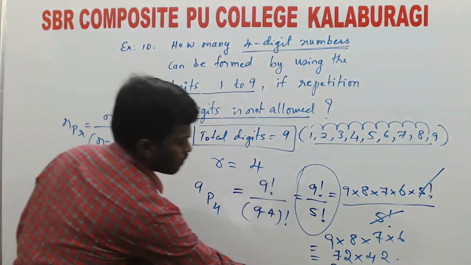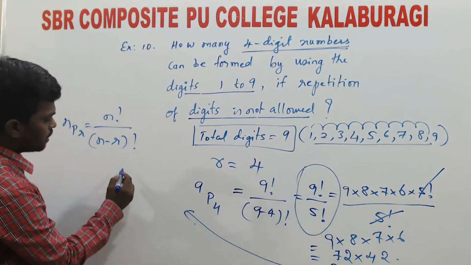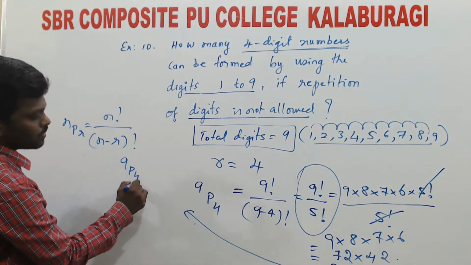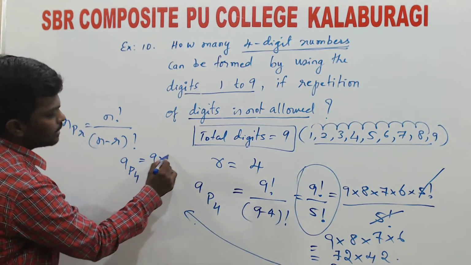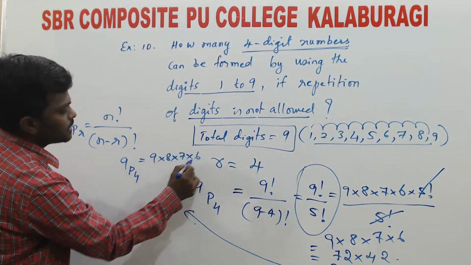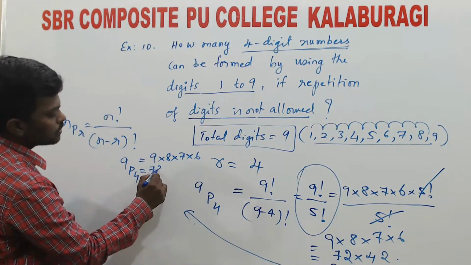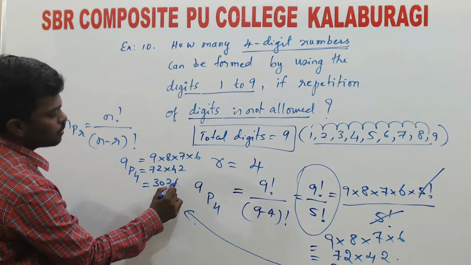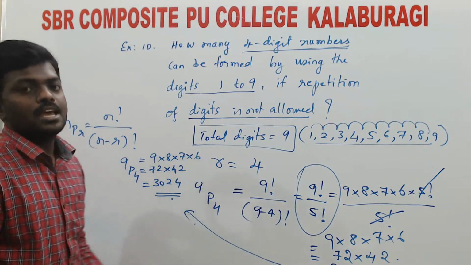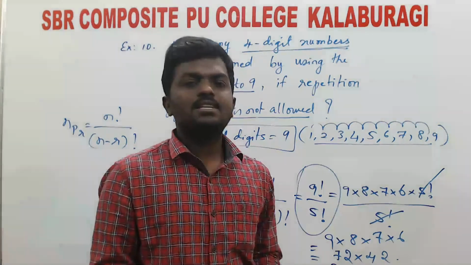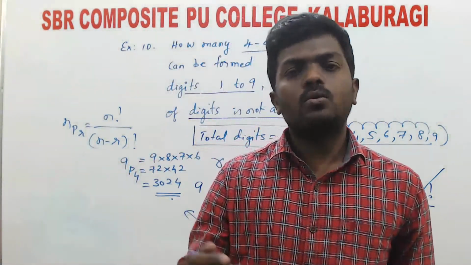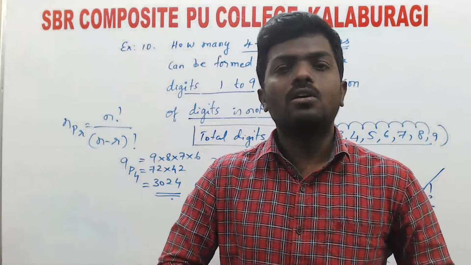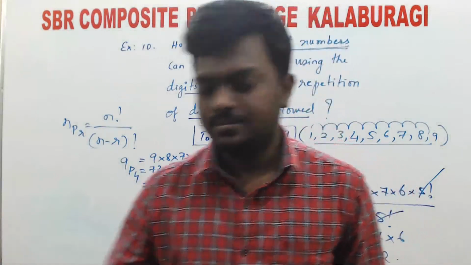I think it's not visible over there, so we simplified it: 9 into 8 into 7 into 6, which is equal to 3024. Okay students, we shall wind up today's class here itself. Tomorrow we shall come across a few more concepts. Thank you, students.